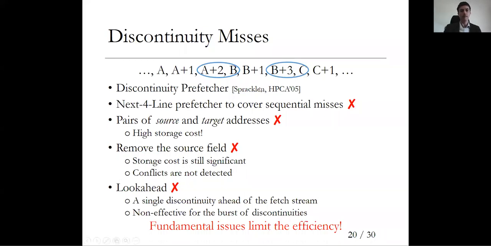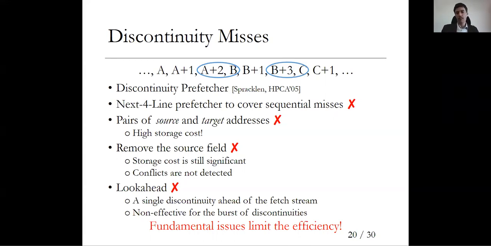In 2005, the idea of the discontinuity prefetcher was proposed. The idea is simple. Let's have a table and record these discontinuities. Record A plus 2 and B, and record B plus 3 and C. In the naive way, we need to store two addresses, and each address is somewhere between 32 to 64 bits long, and so the storage overhead of this table is significant. So the authors proposed to not store the source, in this case A plus 2 or B plus 3, and just store the target. So essentially we need a table in the original discontinuity prefetcher where we record the targets.